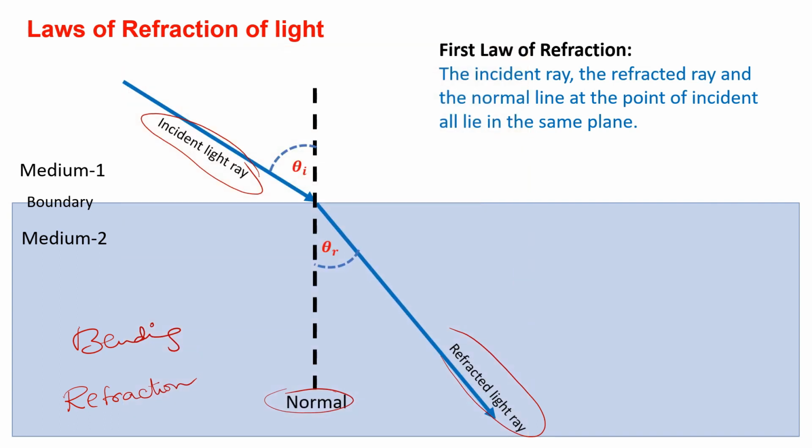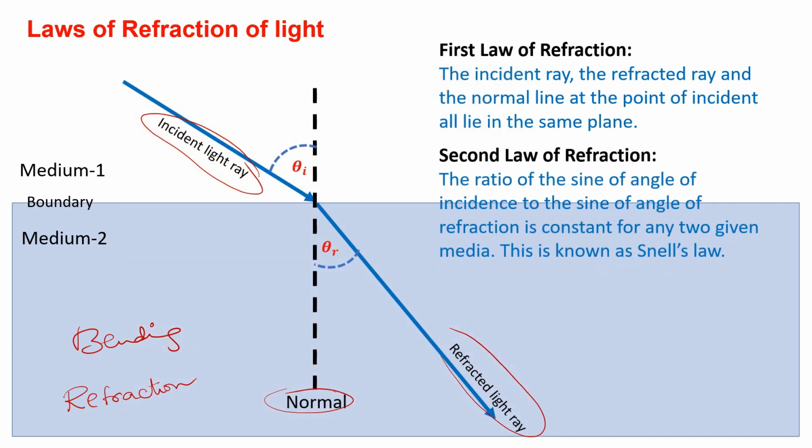The second law says that the ratio of the sine of the angle of incidence to the sine of the angle of refraction, that is sine theta I by sine theta R, remains constant.